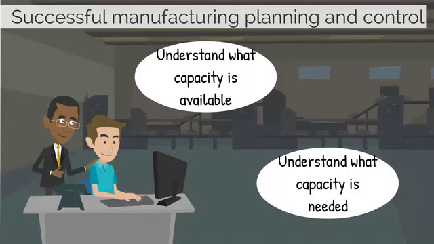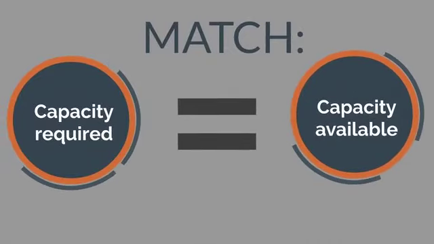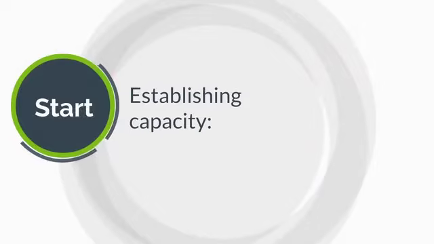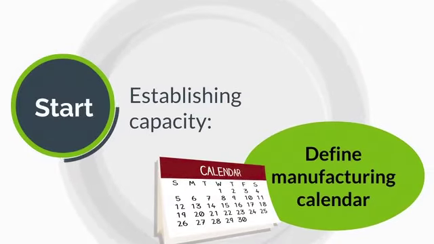The key to successful manufacturing planning and control is having a really deep understanding of what capacity is available to you and what capacity you need. This means that we need to be able to match the capacity required with the capacity available. The starting point to establishing the capacity that we have available is to define the manufacturing calendar.